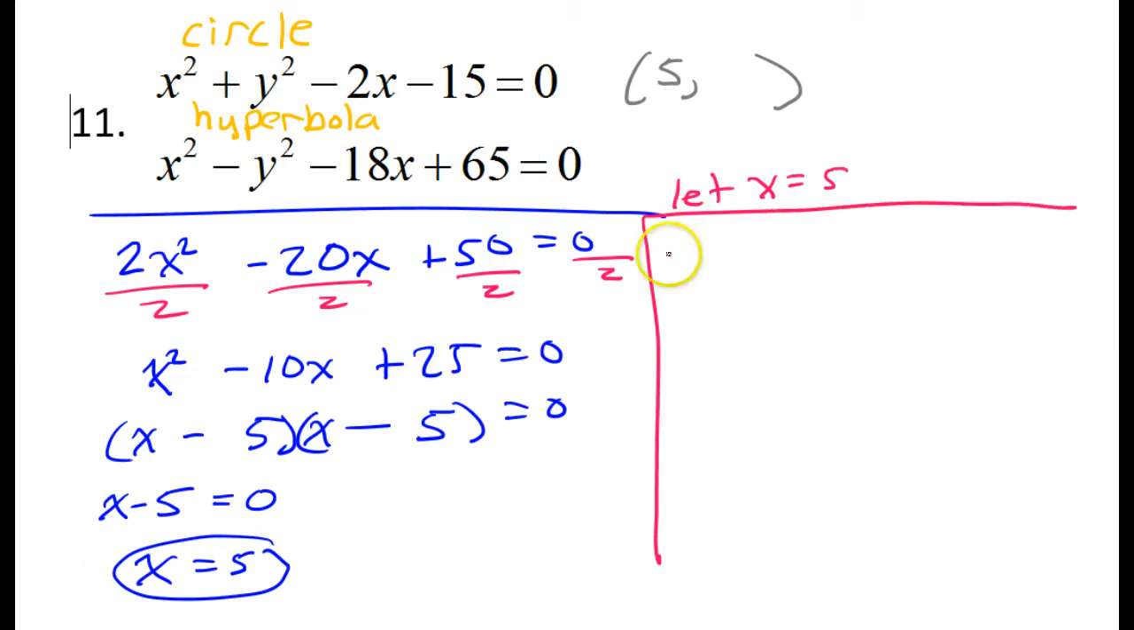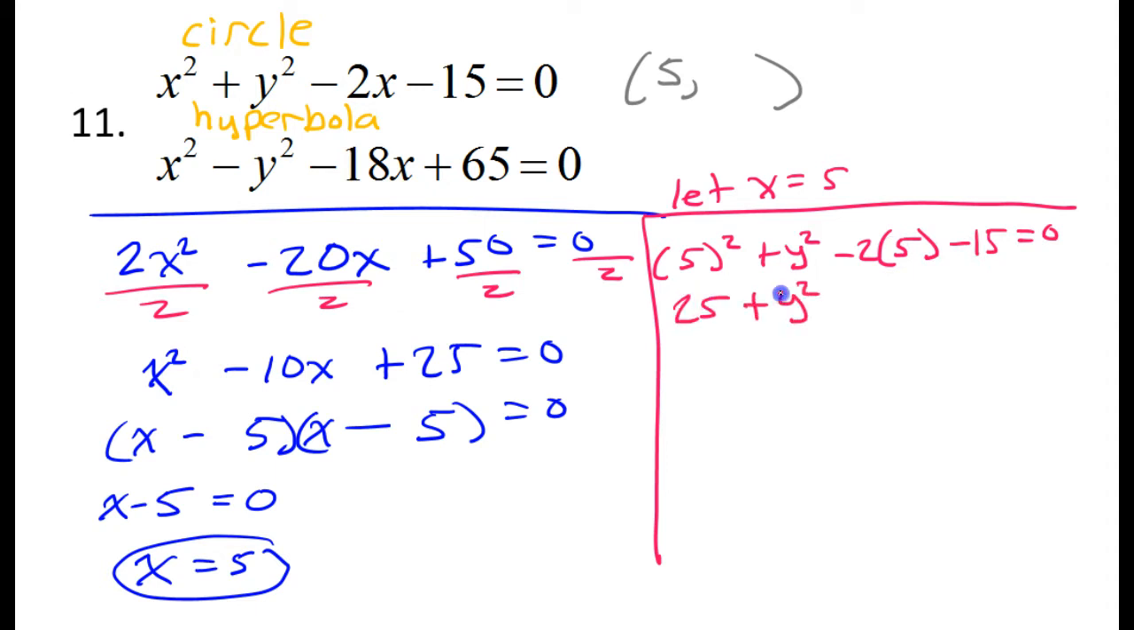So taking this top equation, I've got x squared, so that's going to be 5 squared plus y squared minus 2 times x, so 2 times 5, minus 15 is equal to 0. So that's 25 plus y squared minus 10 minus 15 is equal to 0. Now these together, negative 10 and negative 15, that's negative 25. So look, I'll just do it. So I have 25 plus y squared minus 25 is equal to 0.